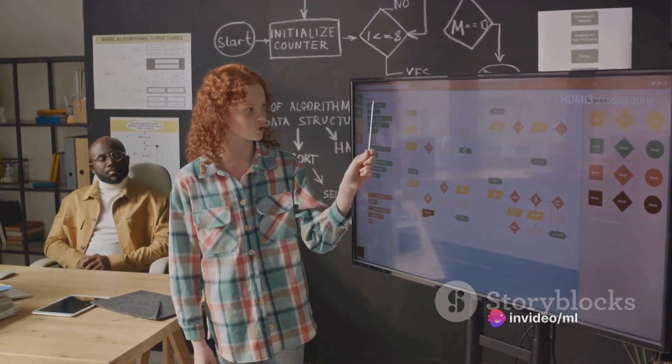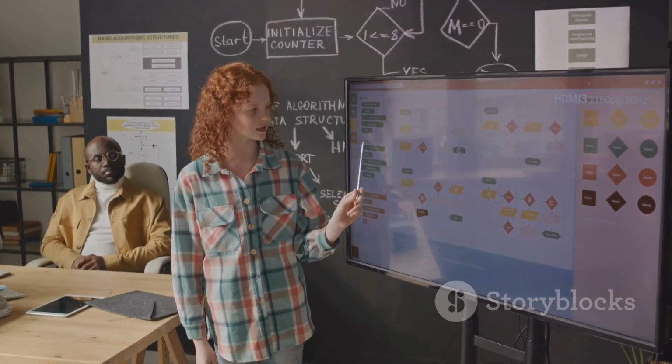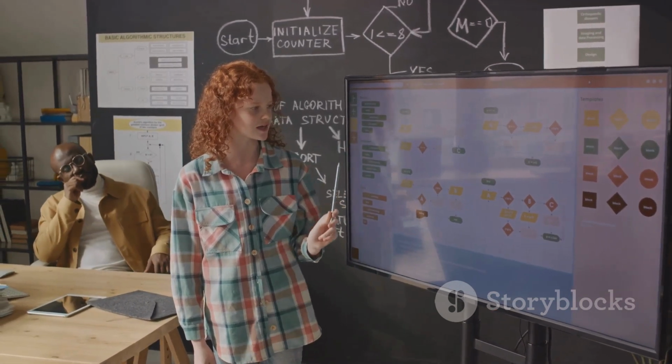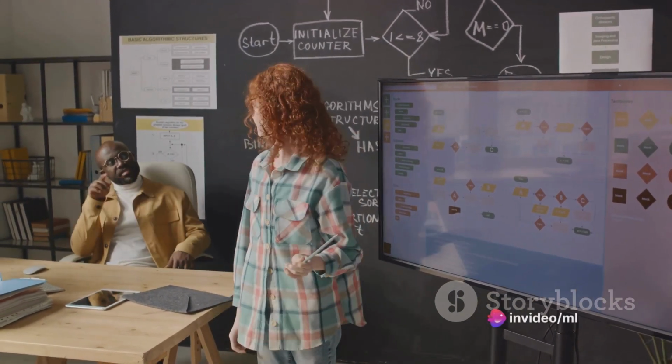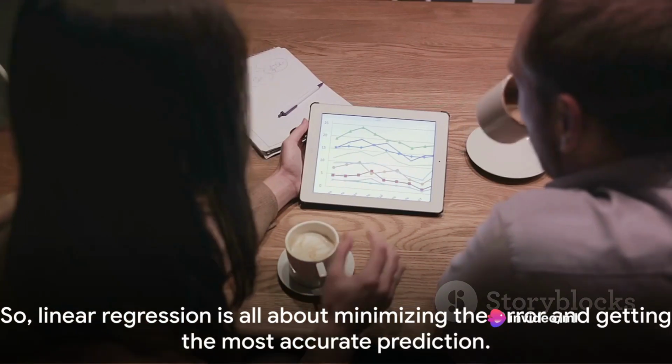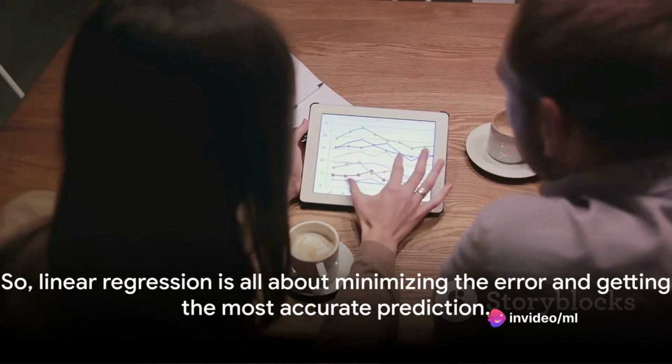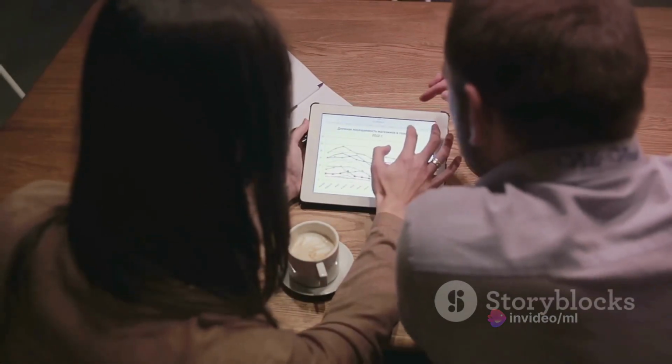In other words, linear regression is a balancing act. It's about finding the line that gets as close as possible to as many data points as it can, without favoring any particular points. So, linear regression is all about minimizing the error and getting the most accurate prediction.